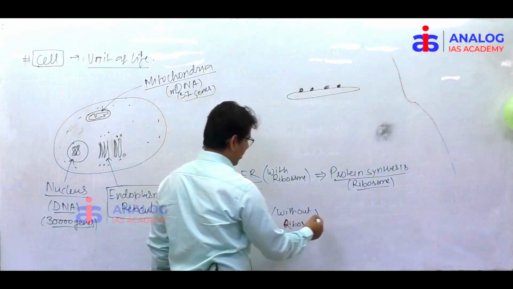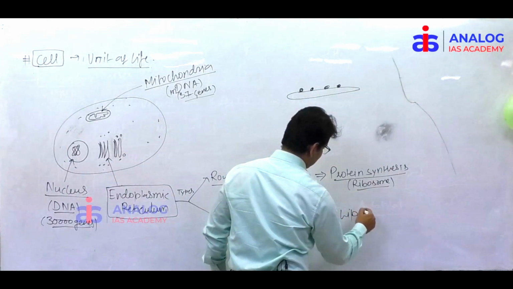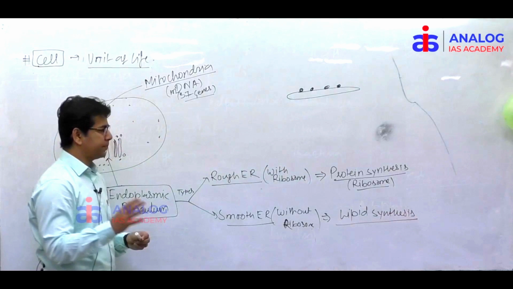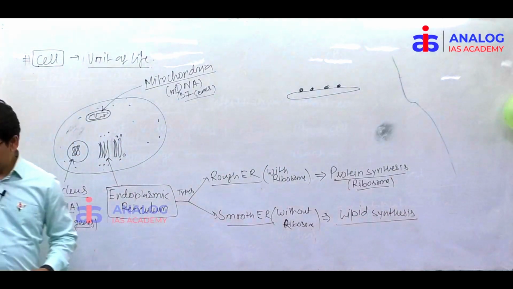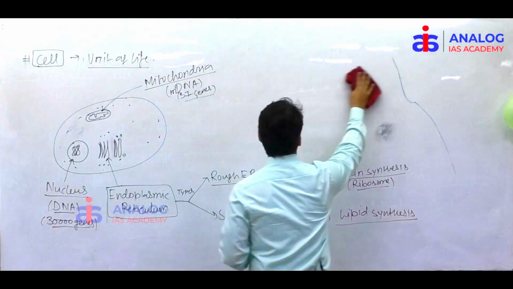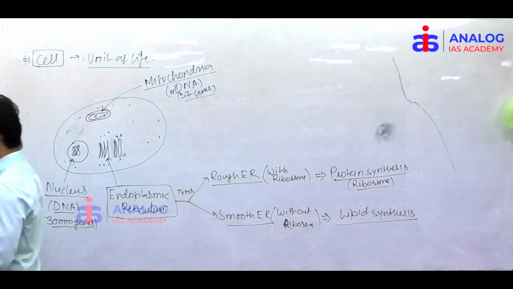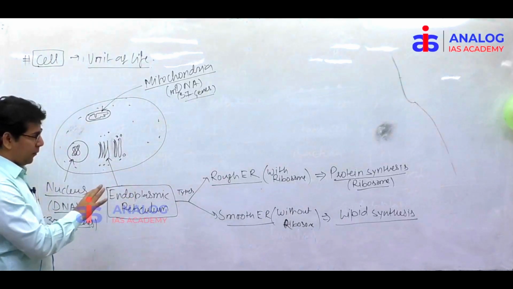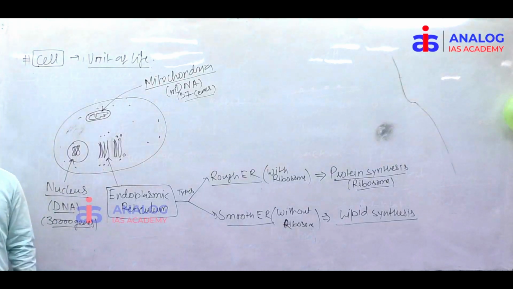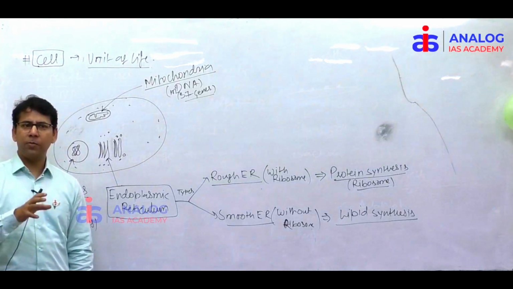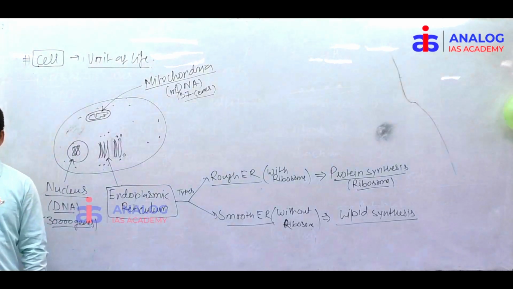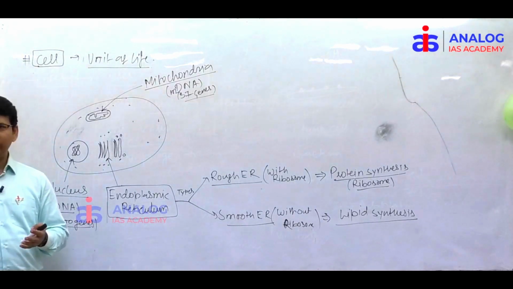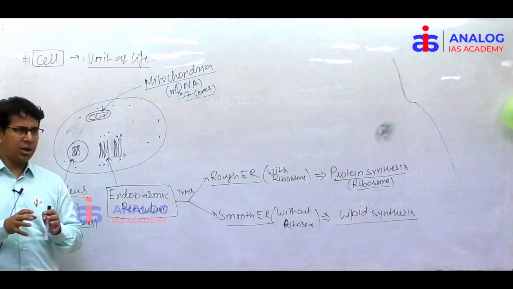Similarly, smooth ER, no ribosome, so it will be engaged in lipid or fat synthesis. Lipid synthesis. Lipid means fats. So you know ribosome and endoplasmic reticulum. Now these proteins which are formed and lipids which are formed. One thing you know is that our body is made up of protein. Our body needs what? More lipid or more protein? We need more protein, because each and every structure of our body is made up of protein. Something else may also be there along with it.